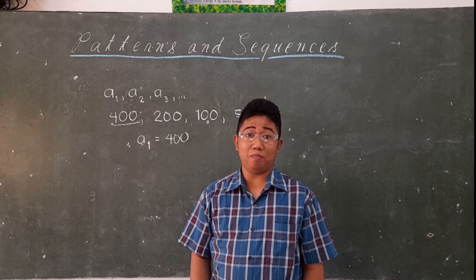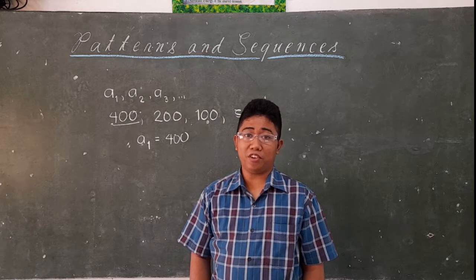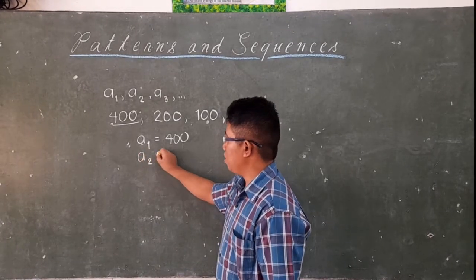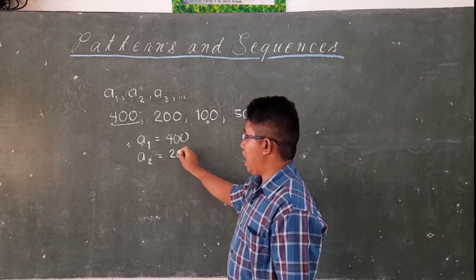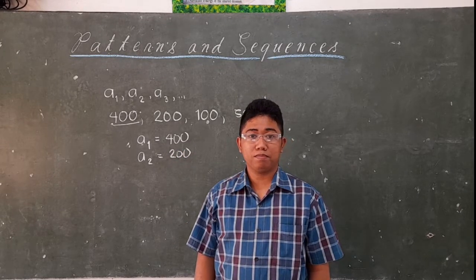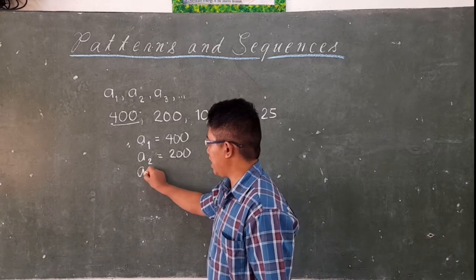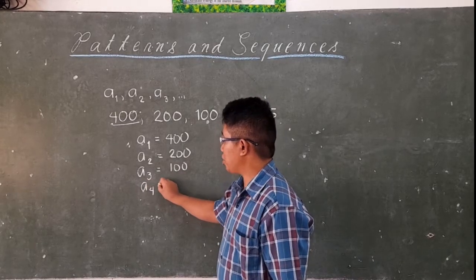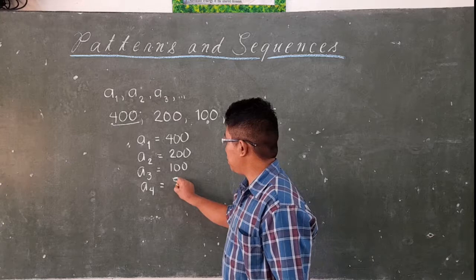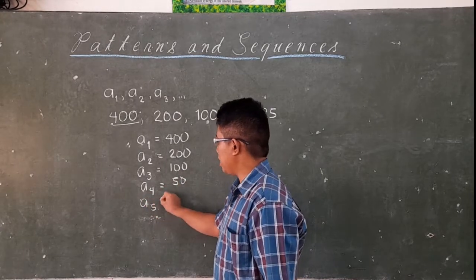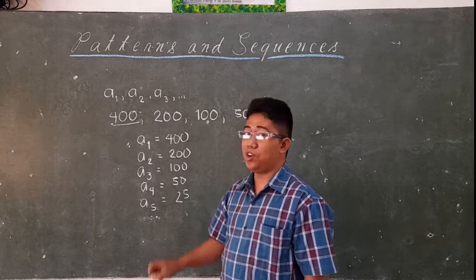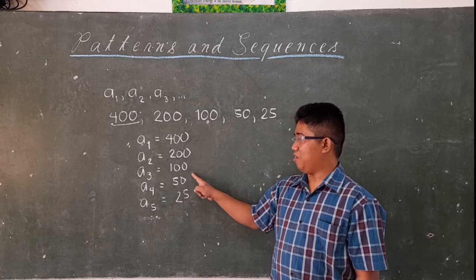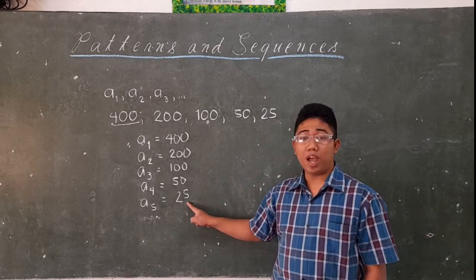Next, what is the second term? Okay, correct. The second term, represented as a sub 2, is equal to 200. How about the third term? The third term, represented as a sub 3, is equal to 100. a sub 4, the next term, is equal to 50. And a sub 5 is equal to 25. So the first 5 terms in the given sequence are 400, 200, 100, 50, and 25.